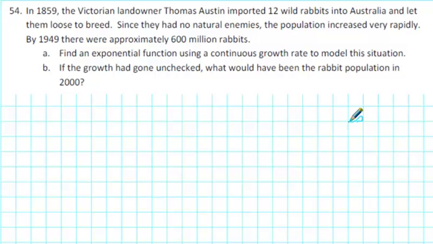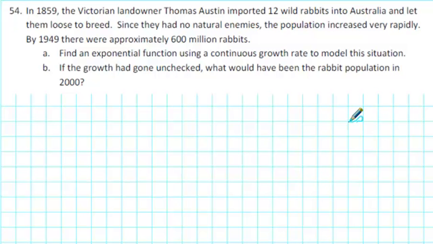In 1859, the Victorian landowner Thomas Austin imported 12 wild rabbits into Australia and let them loose to breed. Since they had no natural enemies, the population increased very rapidly. By 1949, there were approximately 600 million rabbits.